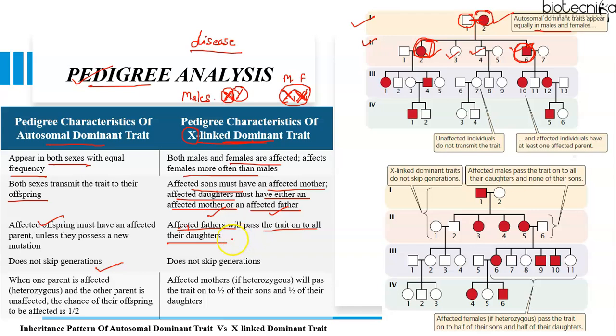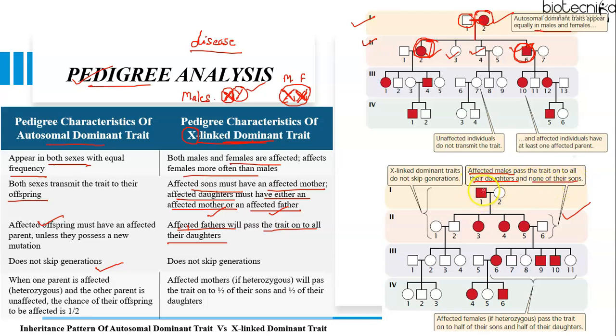not to their sons, because if it is a son, then the Y chromosome will come from the father. That is why the trait is not passed from father to son. Affected sons must have an affected mother. As shown in this pedigree, affected males pass the trait on to all their daughters and none of their sons.